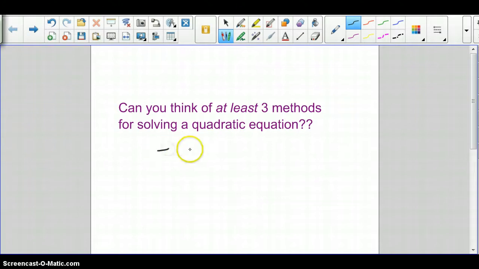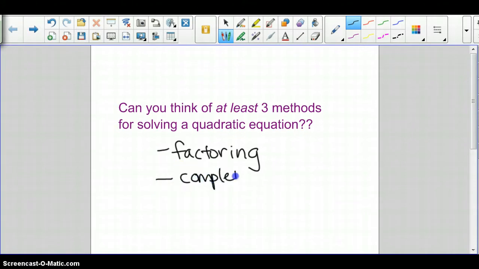First one, which you might have not even thought about because it's so obvious to you, is factoring. Done a lot of factoring. That's one method that we can use to solve for x or solve a quadratic. The next one that we learned just recently is completing the square. And the last method that we most recently learned would be the quadratic formula.